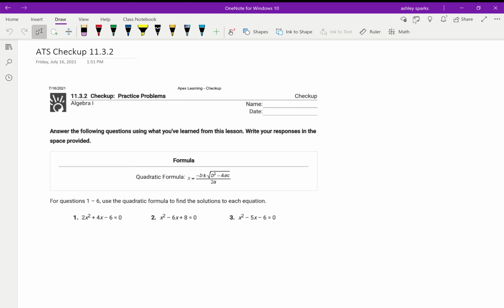So let's start talking about some quadratic equations. For our quadratic equations, we can use the quadratic formula, which is what this lesson is all about. We can see our quadratic formula here: negative b plus or minus the square root of b squared minus 4ac, all over 2a. So what we're doing here is just plugging in.